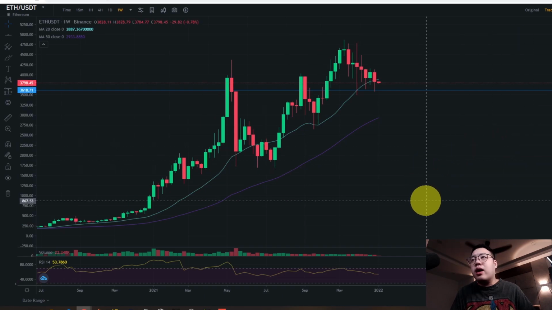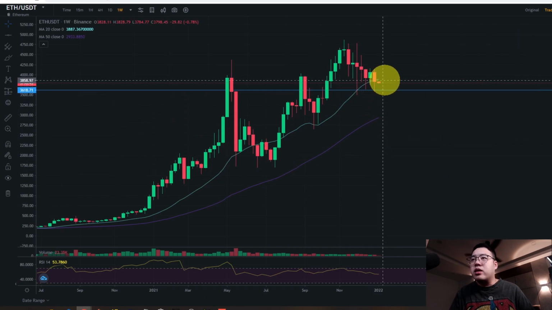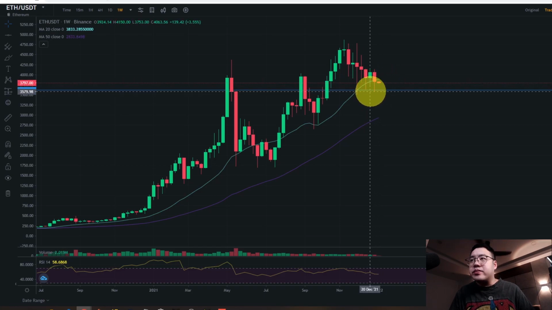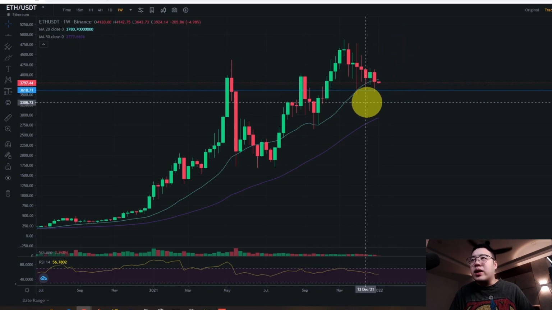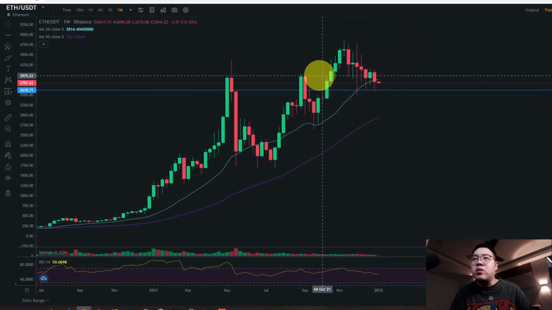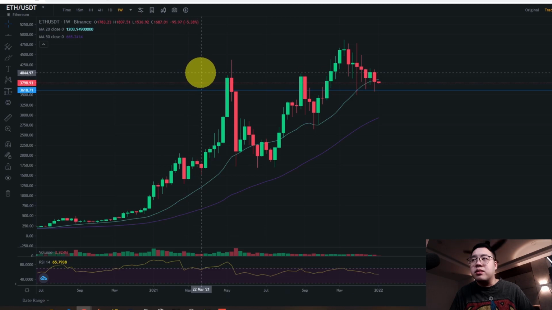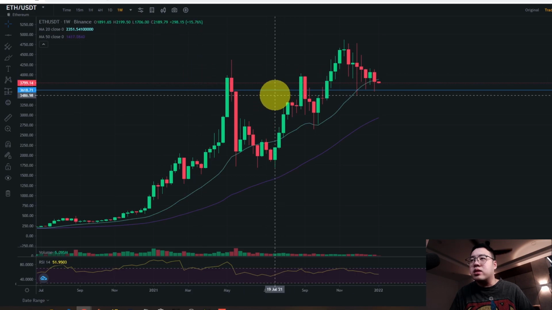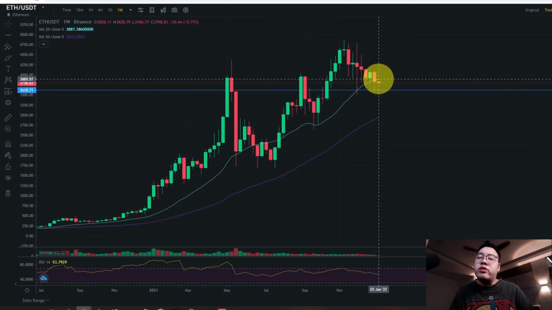Wait, let me put this on the left side. If you are a perpetual swap trader, usually what you do is you will put a buy limit here and a stop loss around this area. Whenever it touches here, your order will be triggered and you will hope for a hike. Whenever the price hikes, you will usually take profit around this resistance level, and your stop loss is just here. So it's about a 1-to-2 ratio.